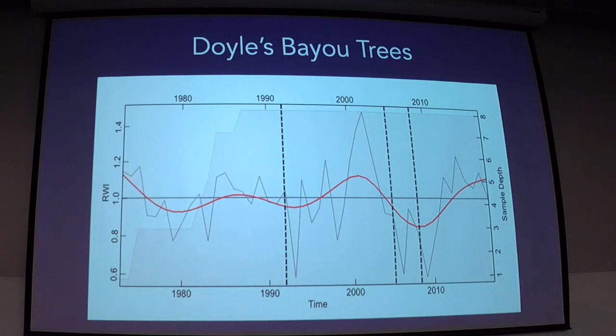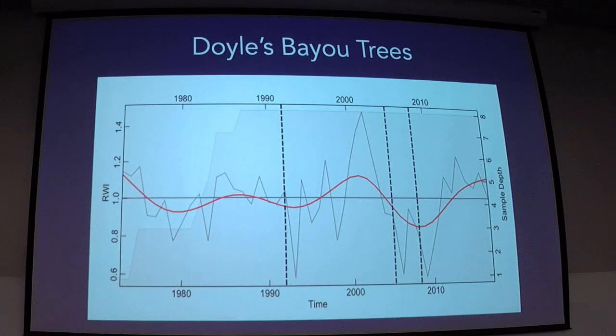So same kind of image you've seen before. Each one of those black vertical lines represents, well, I'll tell you the years first. Those years are 1992, 2005, and 2008. And if you were living here at the time in Baton Rouge, you know that those are very important hurricane years for Baton Rouge. Hurricane Andrew, Hurricane Katrina, and Hurricane Gustav. Those are some of the most destructive hurricanes on record in the past 30 years in Baton Rouge.